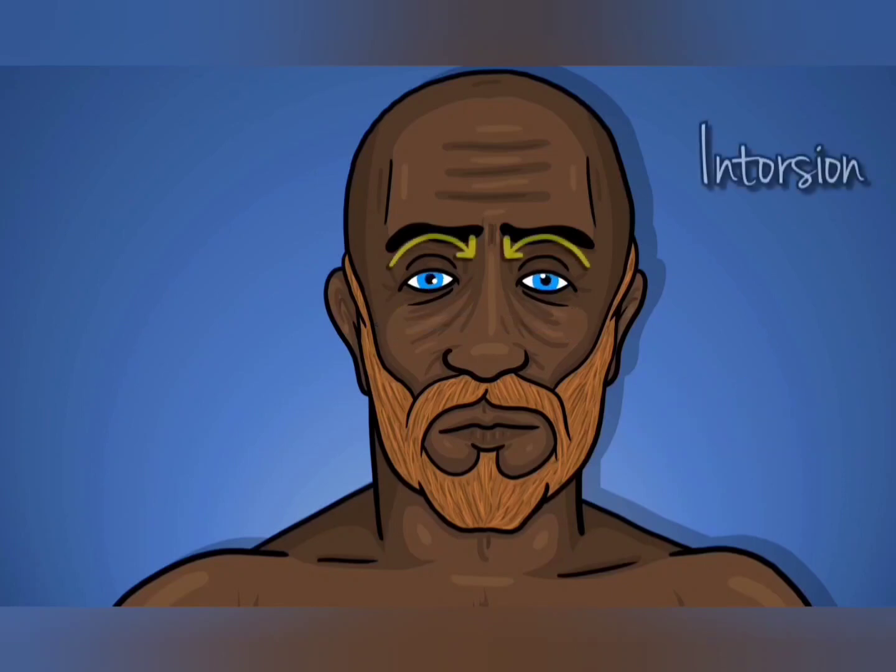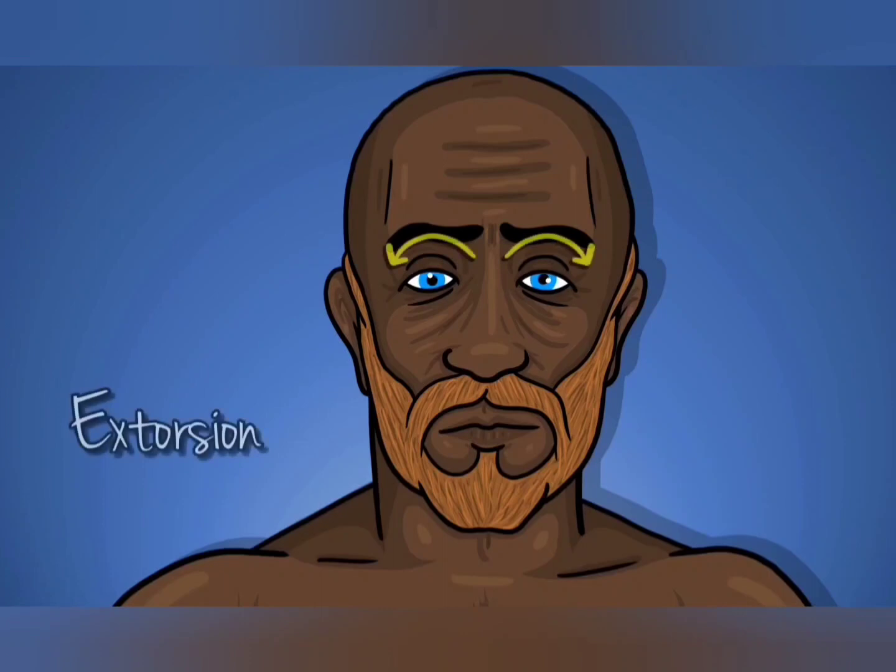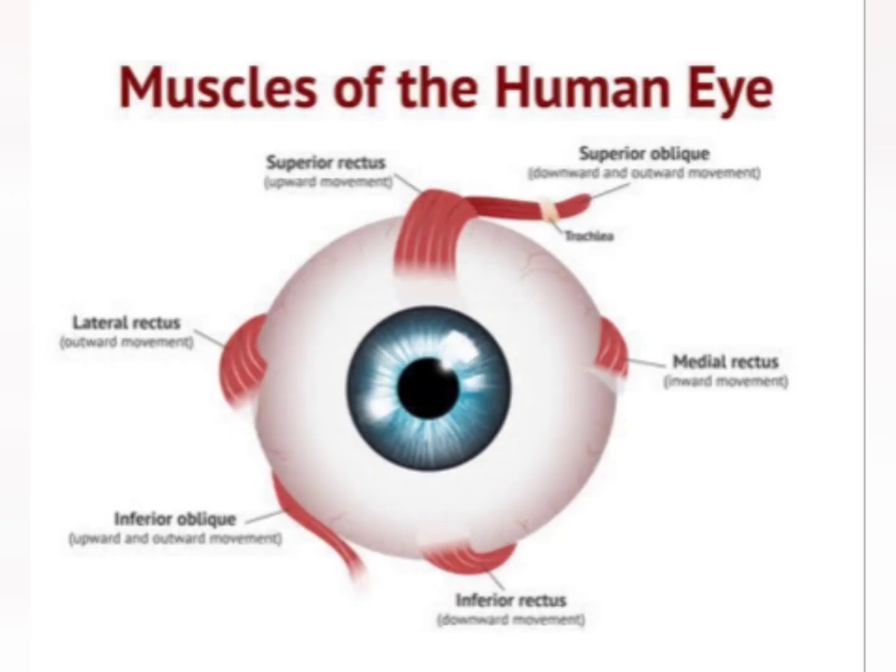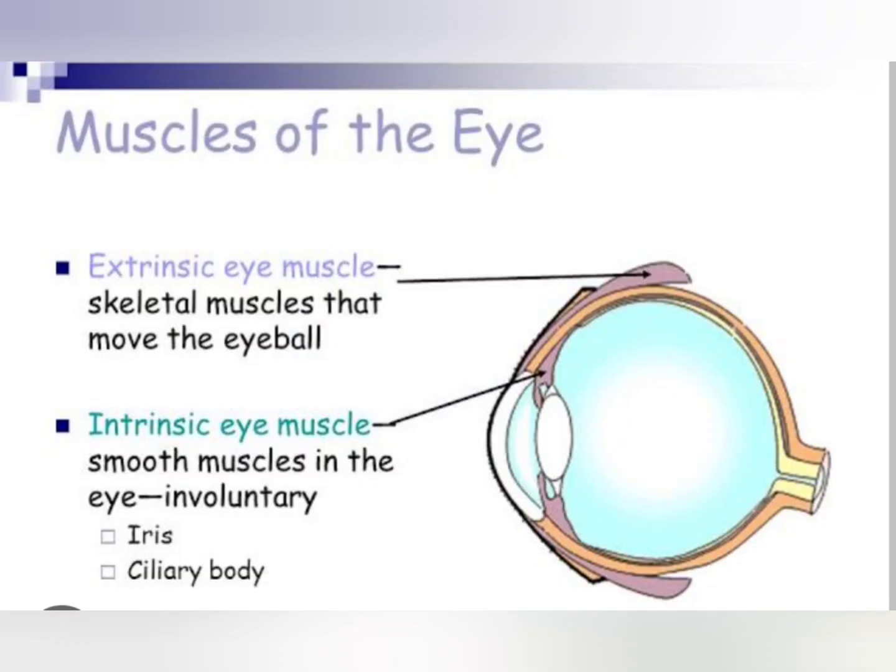In intorsion or internal rotation, the eyeball rotates towards the nose. Extorsion or external rotation is the rotation of the eyeball away from the nose. Let us see the muscles of the eye. There are mainly two groups of eye muscles: the extraocular muscles and intrinsic ocular muscles.